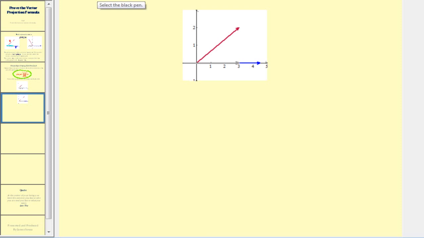So let's go ahead and set this up. Again, we'll call this vector u. We'll call the blue vector vector v. So we're projecting u onto v. And let's go ahead and call the projection vector w. So vector u and vector w would form a right triangle. And we'll call this angle between them theta.